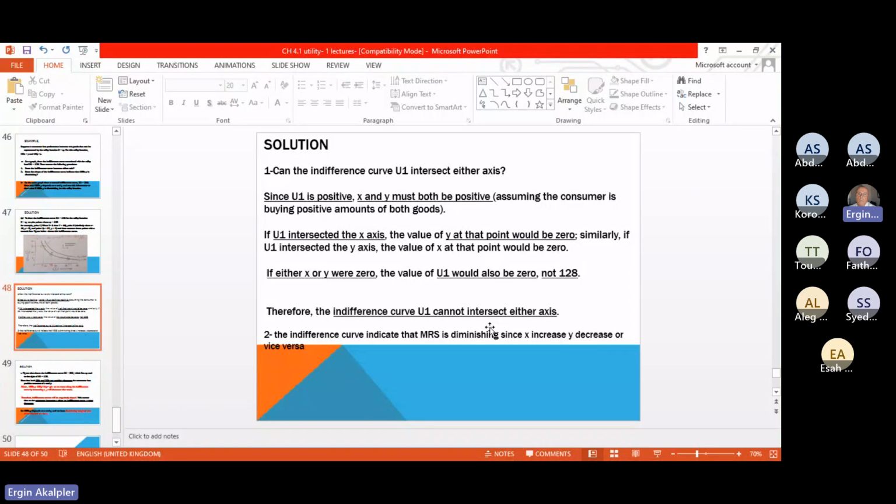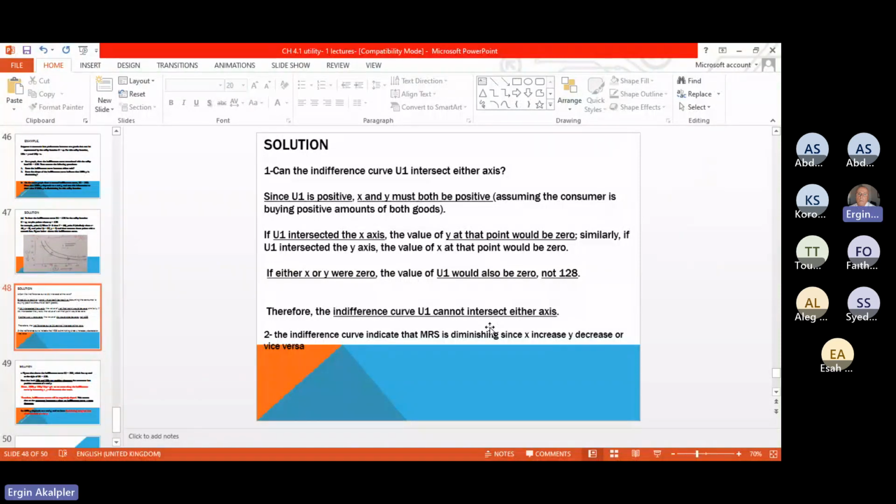From this point of view, the indifference curve u1 cannot intersect either axis. Is it clear? This is the solution. This is the explanation. I think you are understanding clearly, isn't it?